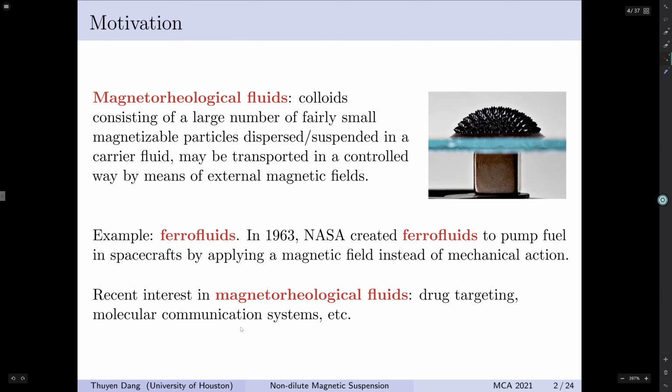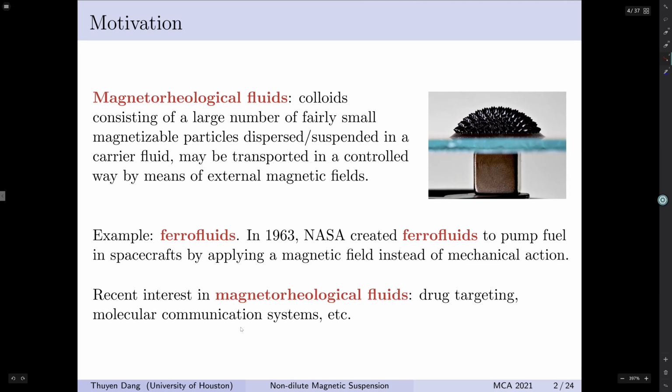Recently, those fluids found more interesting applications, for example, in drug targeting or molecular communication systems. In magnetic drug targeting, the magnetic nanoparticles are supposed to carry the drug molecules, which are adhered to their surface, through the vascular system to a precisely defined location in the human body. This is an interesting approach for tumor therapy.